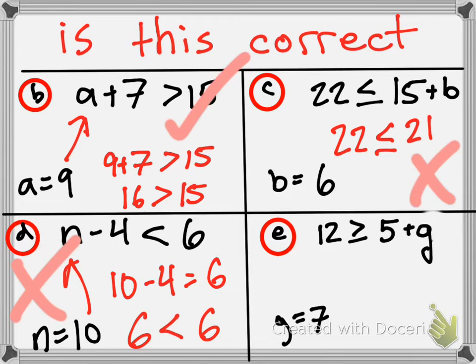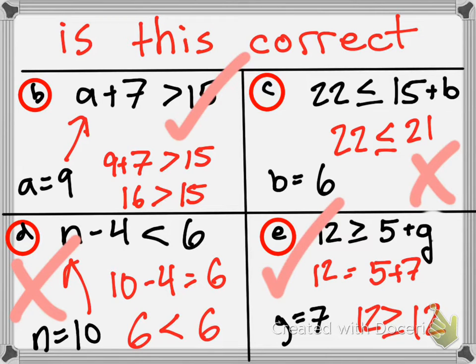The answer is it's true. It works. We plug in 7 for G. We get 5 plus 7. That's equal to 12. 12 is greater than or equal to 12. That's why you need to pay attention. So this one is indeed true because it has that equal to portion.